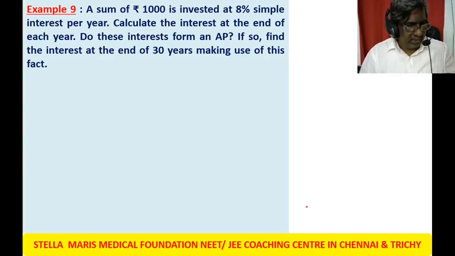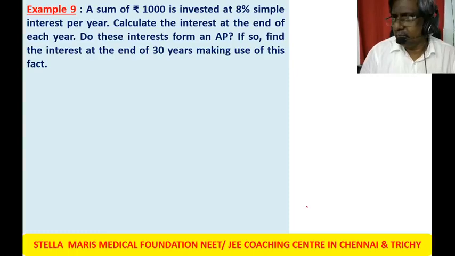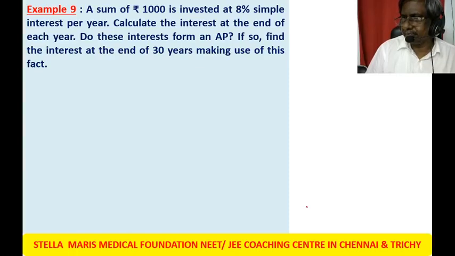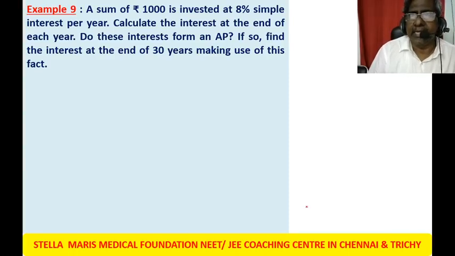Okay. See, a sum of rupees 1000 is invested. We are doing the ninth example from the book. A sum of rupees 1000 is invested at 8% simple interest per annum. Calculate the interest at the end of each year. Do these interests form an AP? If so, find the interest at the end of 30 years, making use of this.